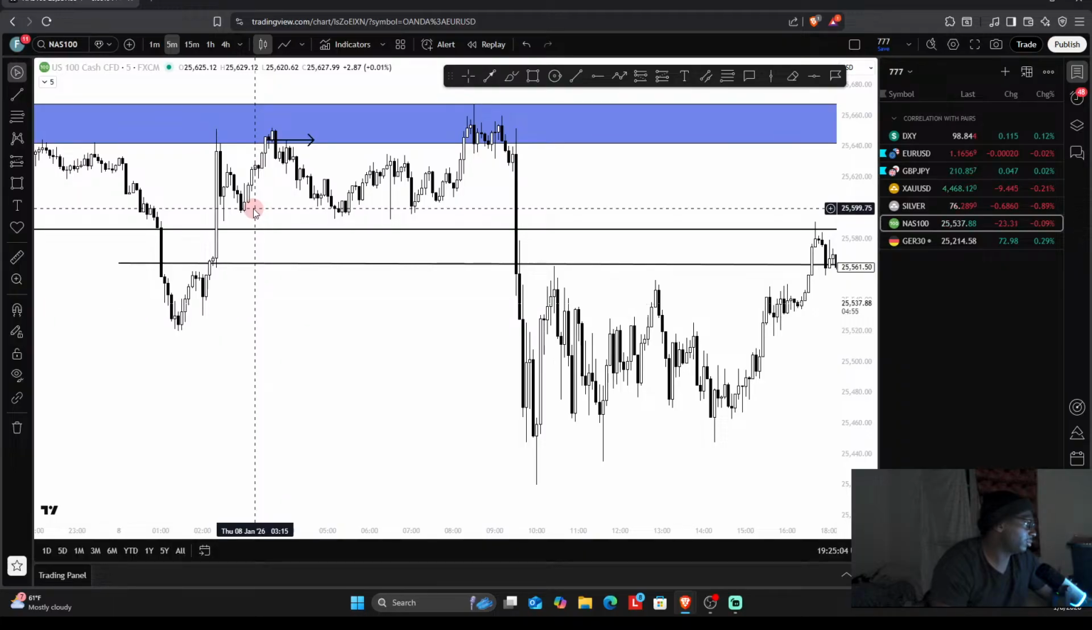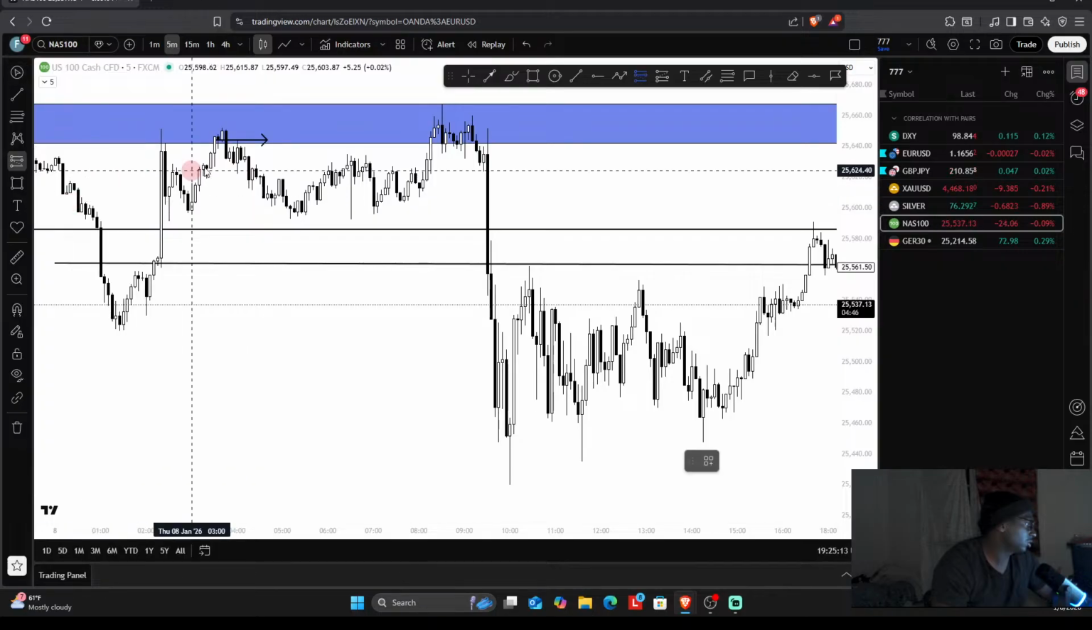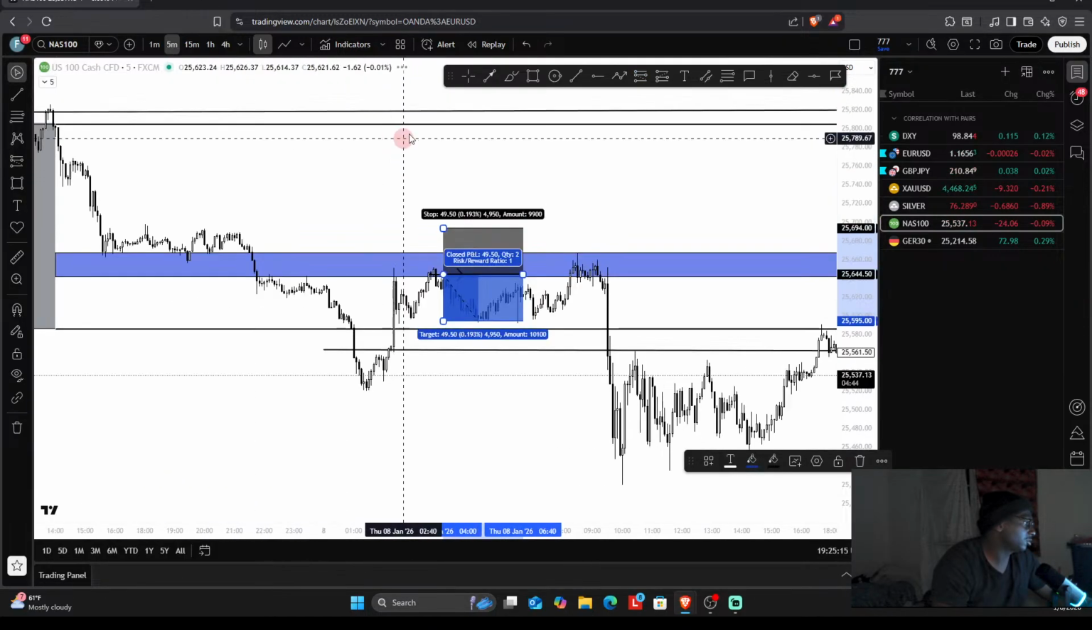So price did break here and went higher high, higher low, higher high, higher low, higher high. It did break structure right there. Came back up, right?